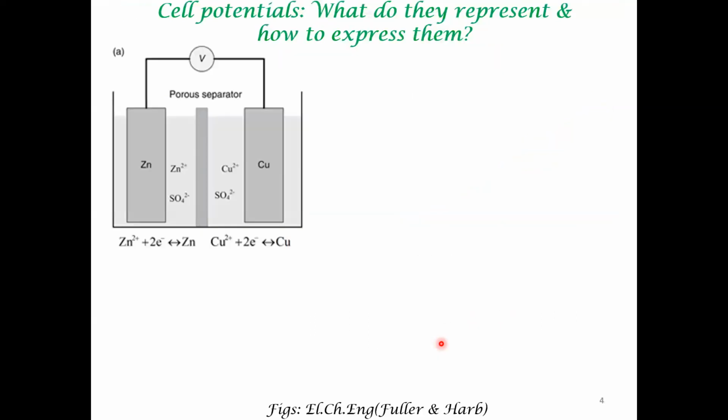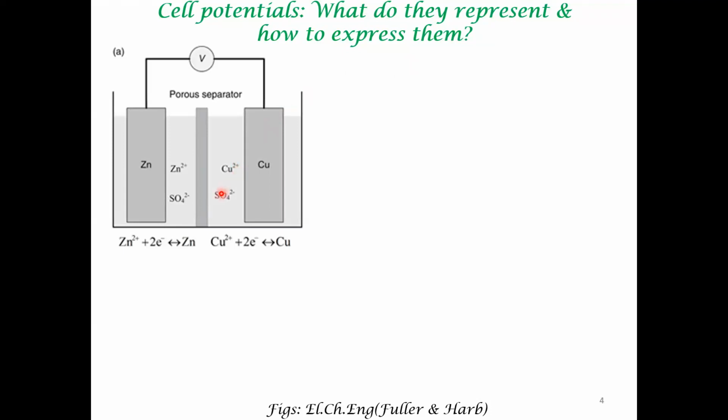Moving on, the central theme of this lecture is how to think about cell potentials. Supposing you have the following electrochemical system, how do you measure the cell potentials and what do they represent? How do you express them in terms of principles of chemical thermodynamics? So what is the system we have here? This is the Daniell cell.